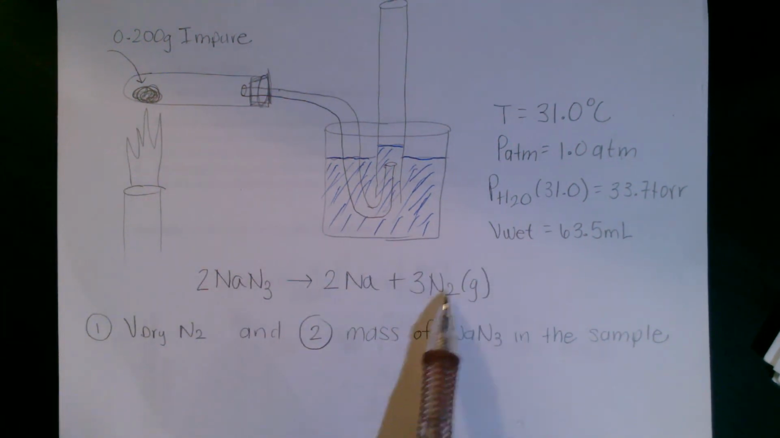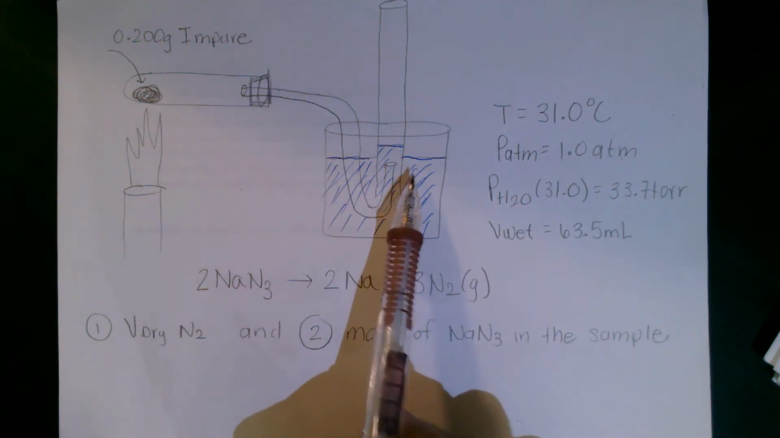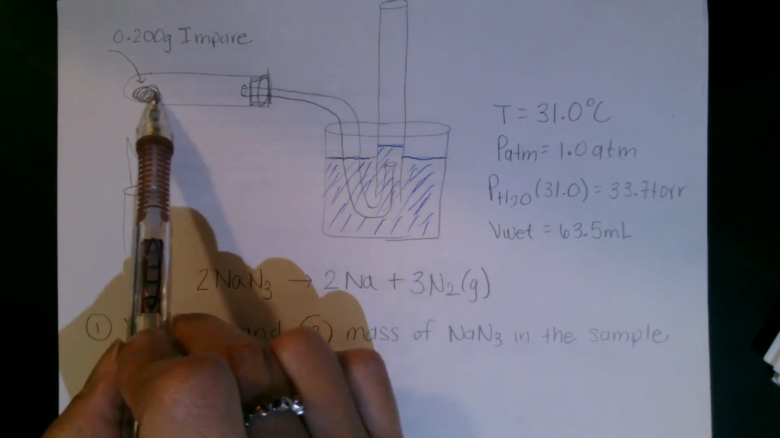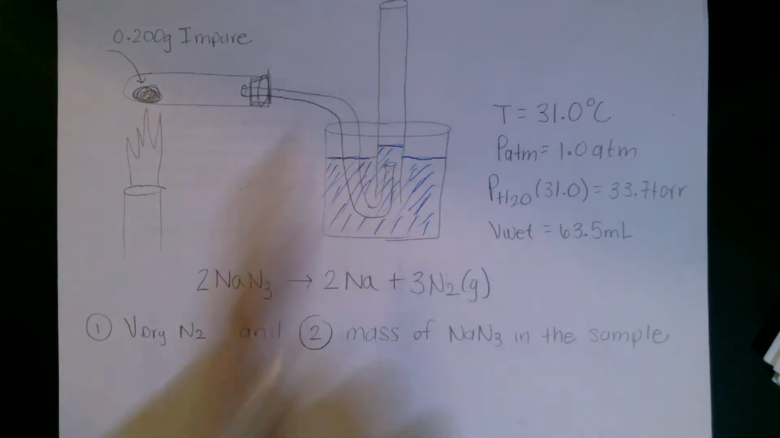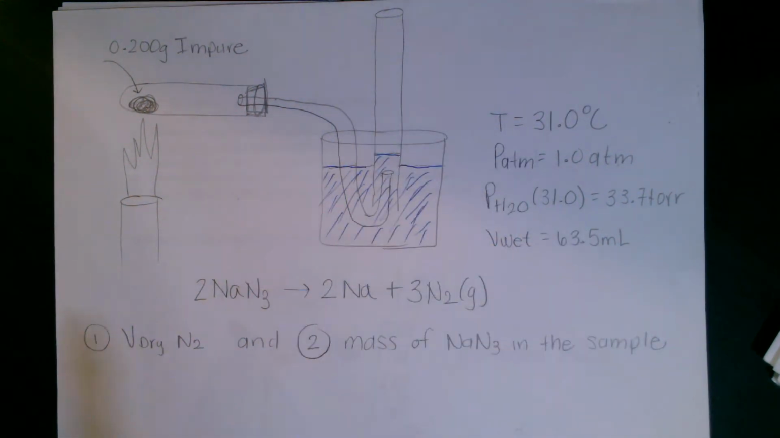We're going to decompose it and produce the nitrogen gas. We are going to collect it over water. So this was filled to the top with water. As the nitrogen gas is produced, it kicks the water out, and the nitrogen gas is then collected here where the volume can be measured.